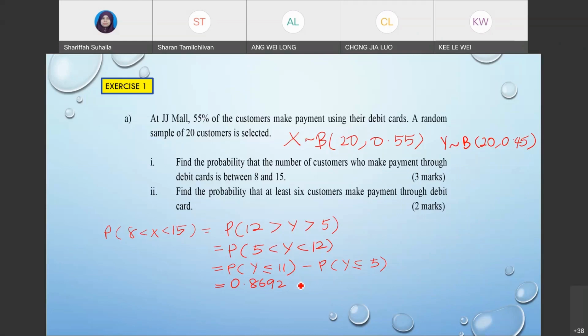Okay, get the value. So your answer should be 0.8139. Okay, try the second part, part 2.